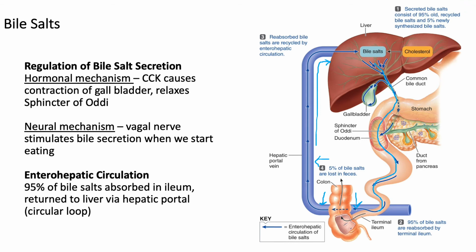Now we do lose 5% of bile salts that do not get reabsorbed within the ileum, and they move on to the large intestine and they're lost in the feces. But most of it is recycled. This is called the enterohepatic circulation. Entero related to the intestine, hepatic, liver. So we see intestine, liver circulation of the bile salts.